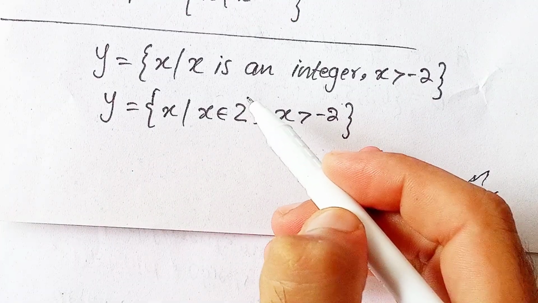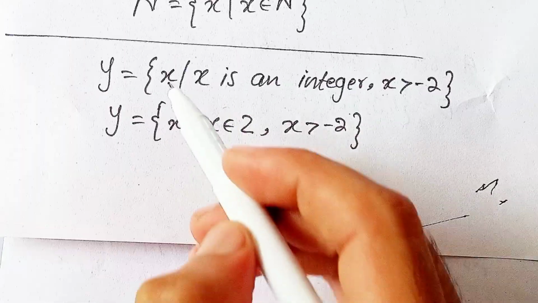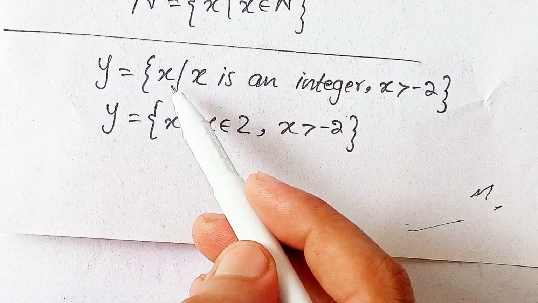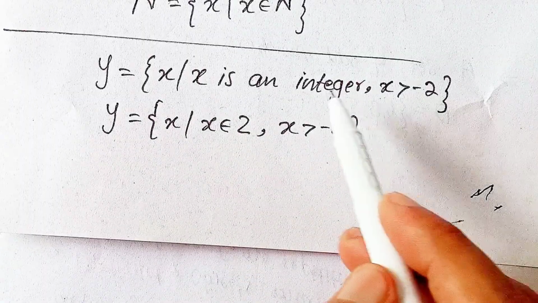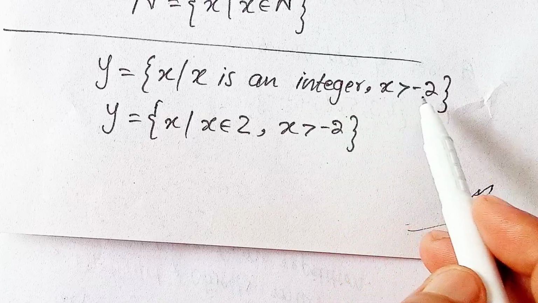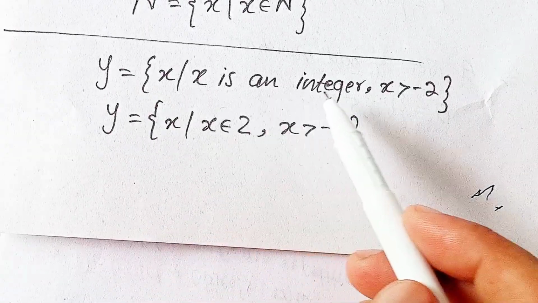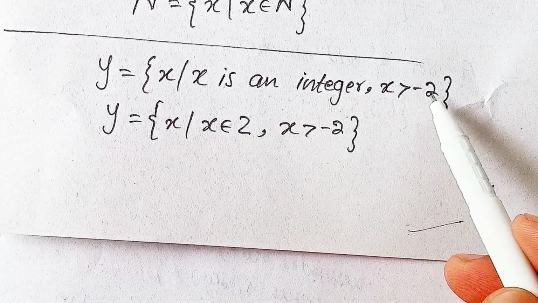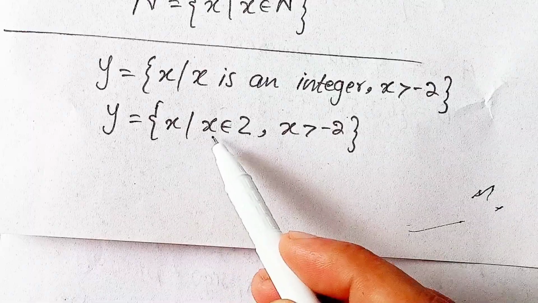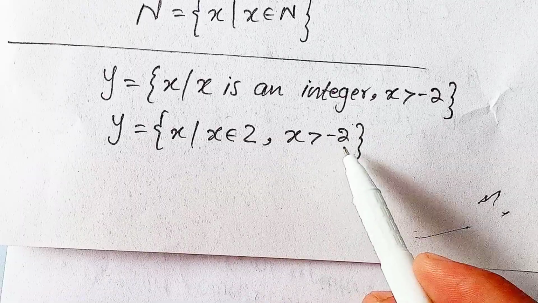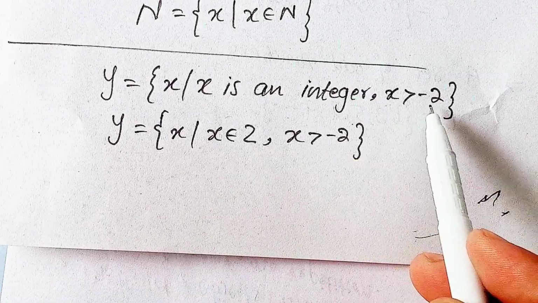Now we are going to go over another example, the set of integers greater than -2. We can write it as Y is a set of all x such that x is an integer and x is greater than -2. So this is the set builder form of the set of integers greater than -2.